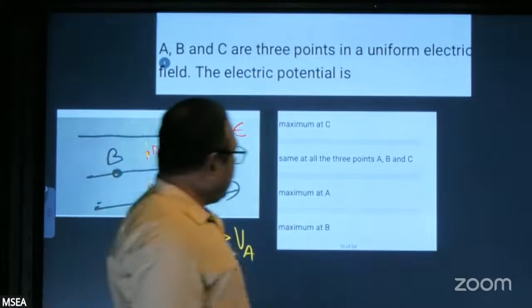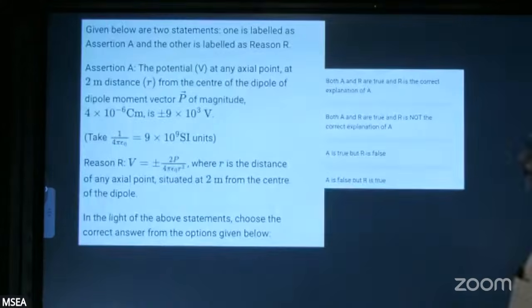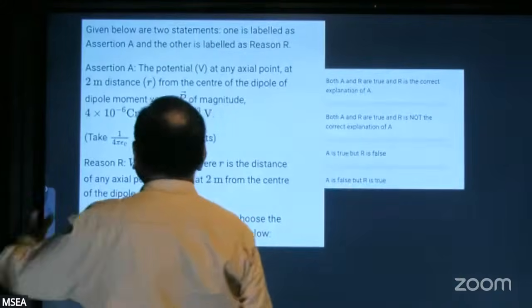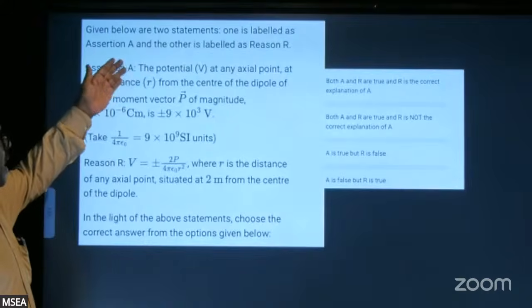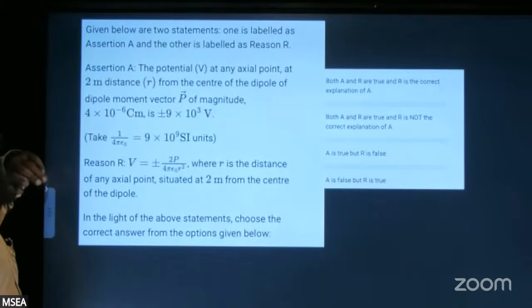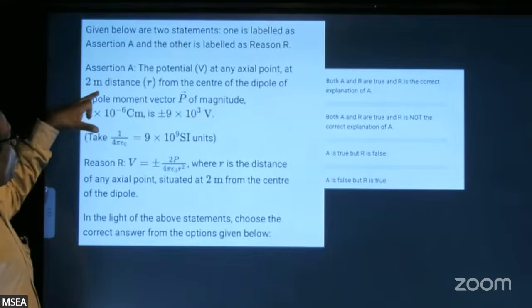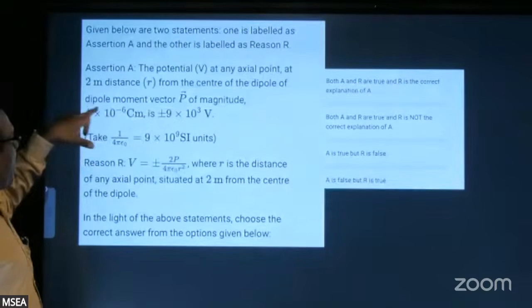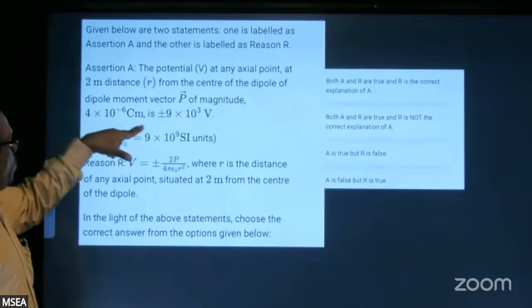Right. Next, let us take the next question. Given below are two statements, one labeled as assertion and the other labeled as reason. Assertion: the potential at any axial point at 2 meter distance from the center of the dipole, with dipole moment vector P of magnitude given.